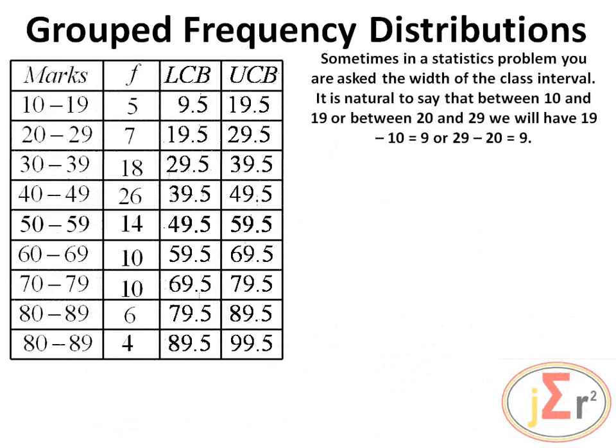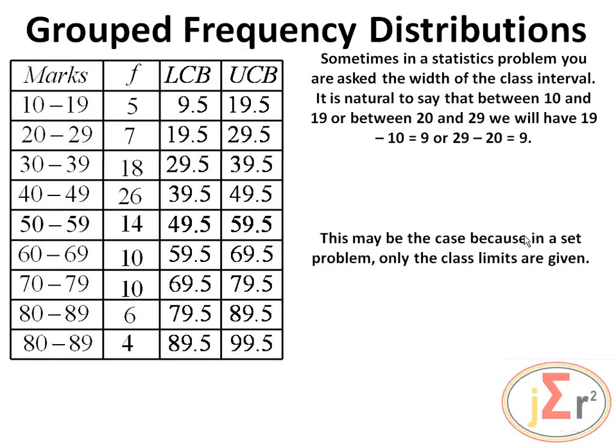Sometimes in a statistics problem, we are asked the width of the class interval. It is natural to say that between 10 and 19, or between 20 and 29, we will have what? 19 minus 10 is equal to 9, or 29 minus 20 is equal to 9. So we have 19 minus 10, that's 9, 29 minus 20, that's 9, and we could say that is the width of the class interval.